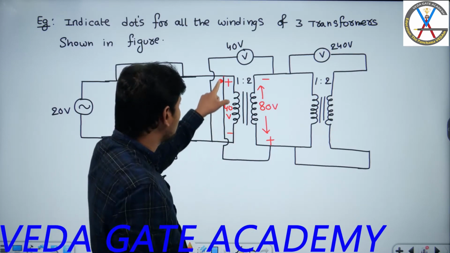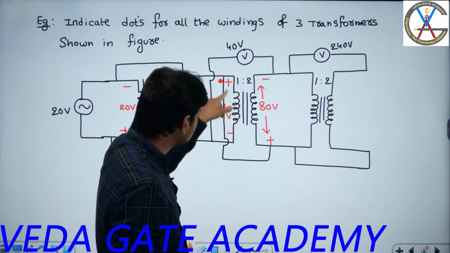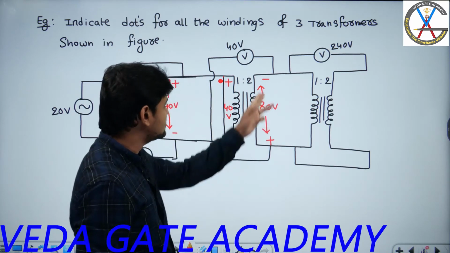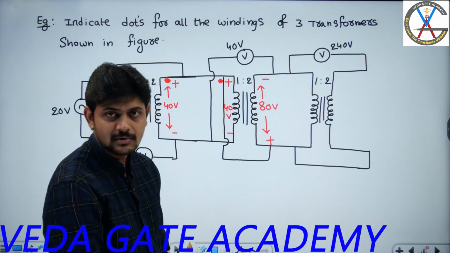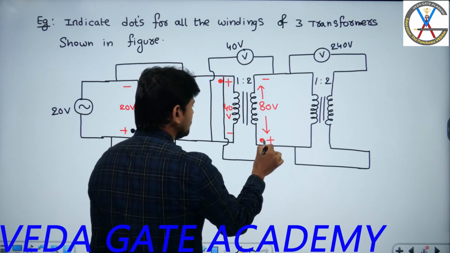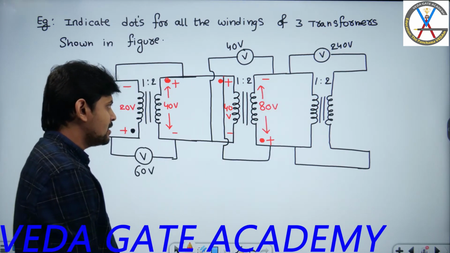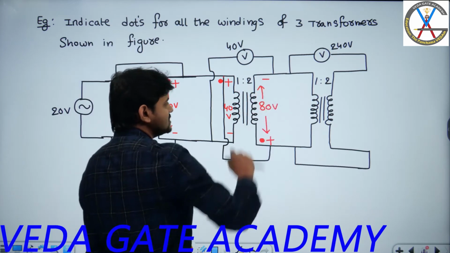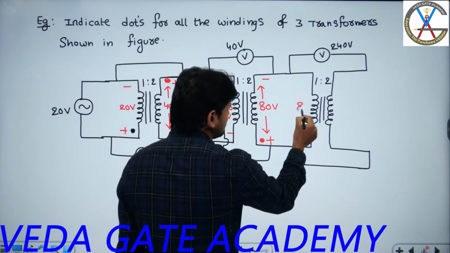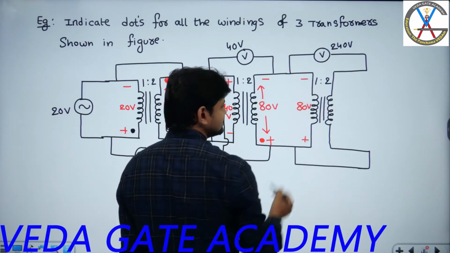In this transformer, what are the short circuit terminals? This terminal is shorted with this terminal. So if this is positive, this is positive. So obviously the other terminal becomes negative. So in this case, if this is dot, obviously here also what I need to keep? Dot, it is undotted. Now, once I know this voltage is 80 volts, obviously what is the voltage that appeared here? 80 volts. And obviously this becomes plus minus.